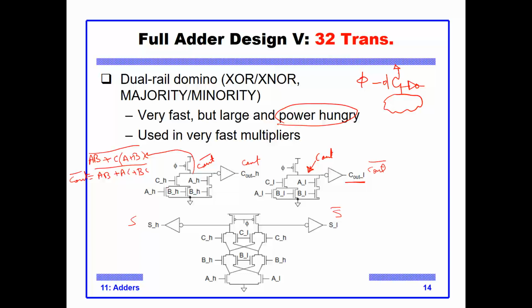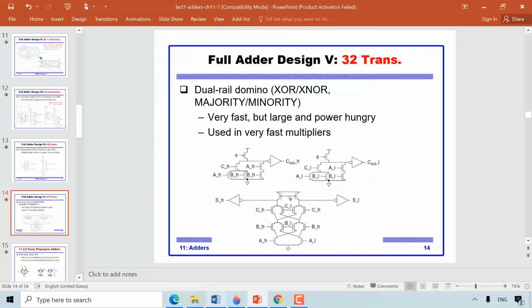So here C out for this node is what? It is A prime B prime, or A prime C prime, or B prime C prime. Now you can verify that this is the C out signal.